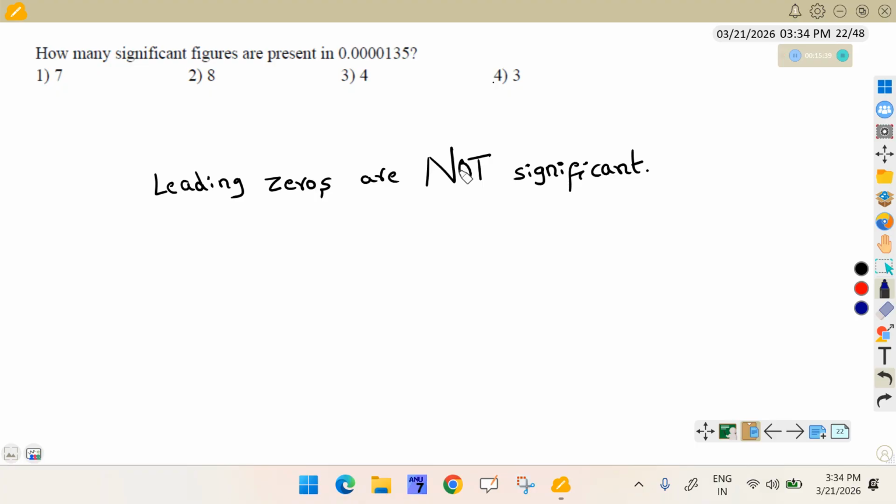How many significant figures are present in 0.0000135? How many significant figures are present? 3. Because if the number has leading zeros, those zeros are not significant.